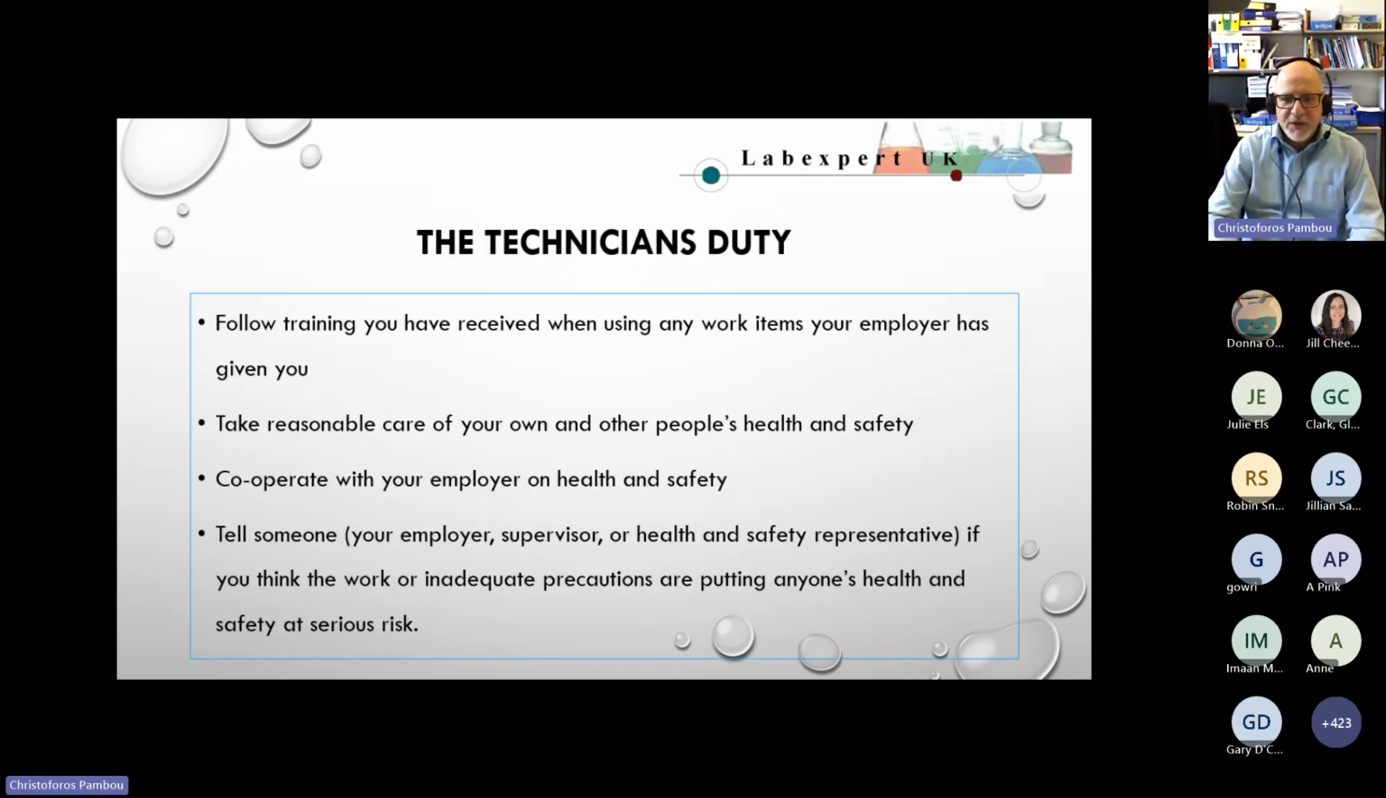So the technician's duty then: follow training you have received when using any items your employer has given you. We need to take reasonable care of our own and others' health and safety, cooperate with the employer on health and safety, and we need to tell someone, our employer, supervisor, manager, or a health and safety representative, if you think the work or inadequate precautions are putting anyone's health and safety at serious risk.